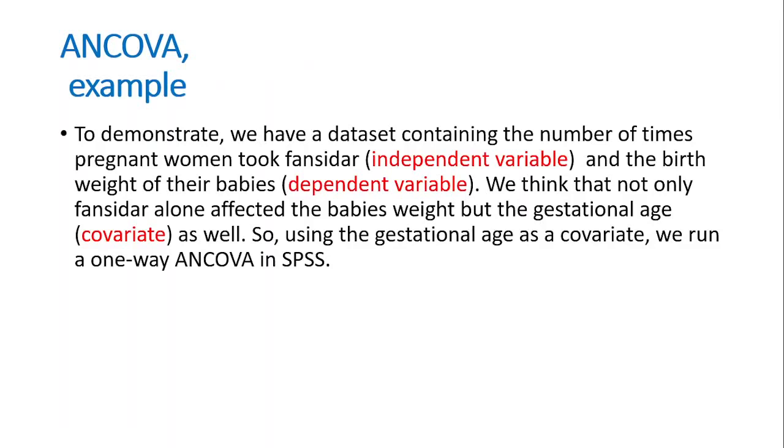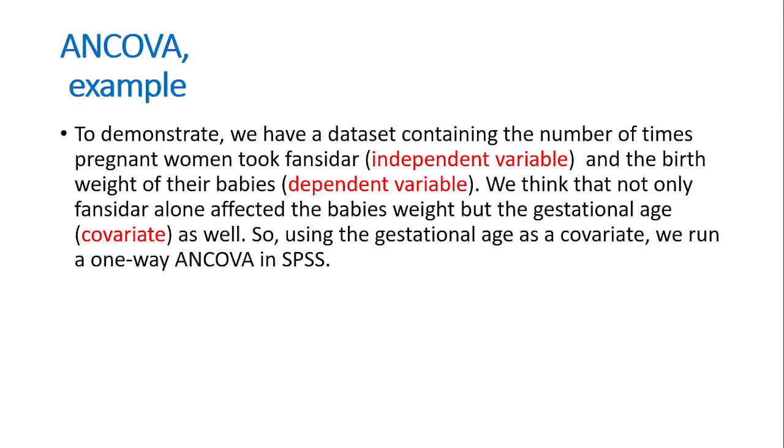Let us demonstrate the analysis of covariance. We have a data set containing the number of times pregnant women took Fansidar. Here, that is going to be our independent variable. And we have another variable which contains the birth weight of their babies measured in kilograms. That is going to be our dependent variable.